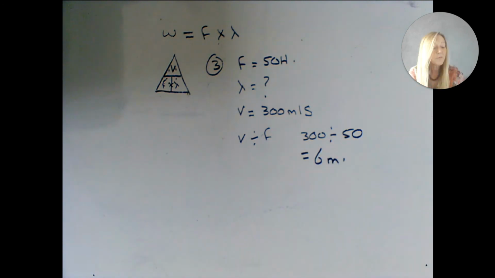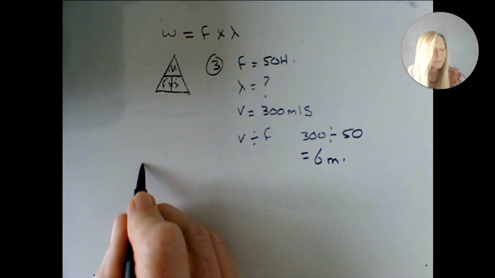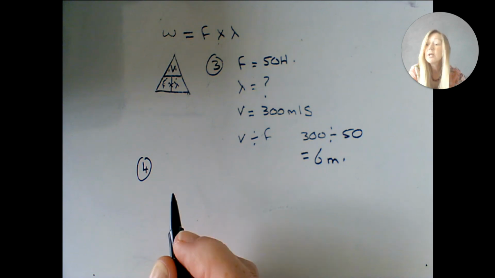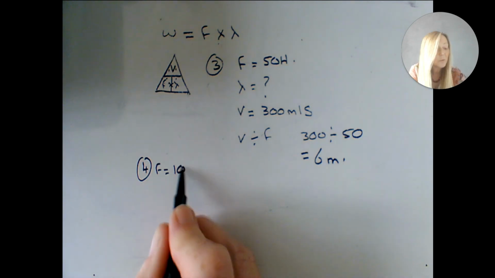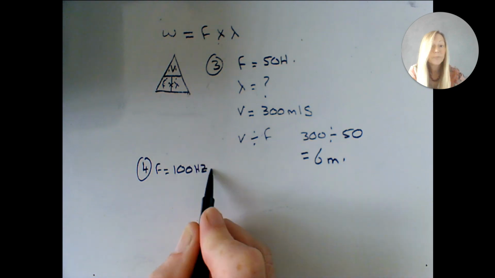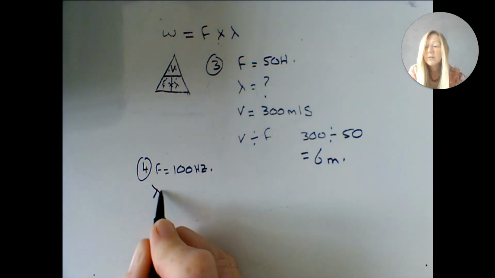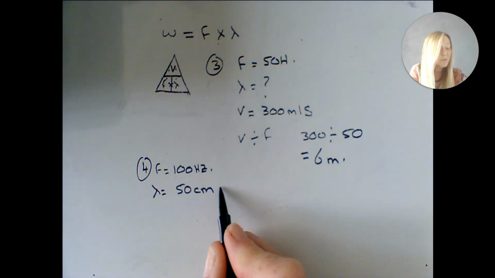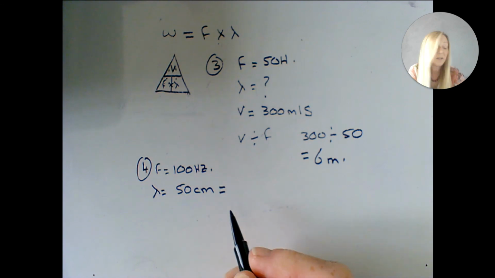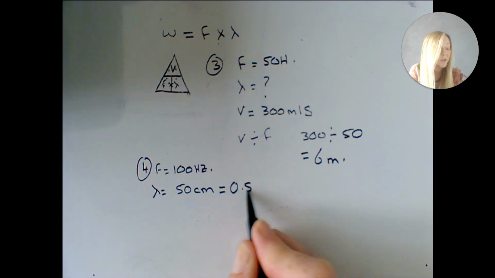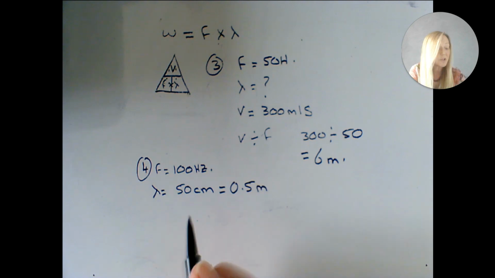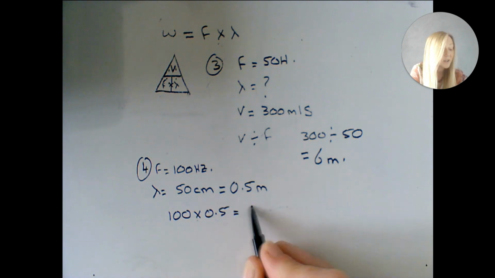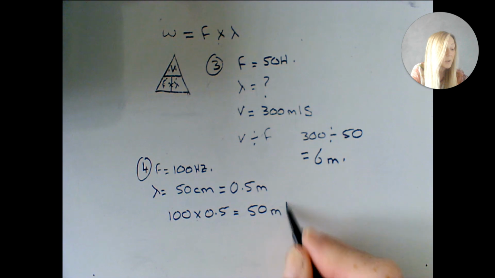Okay, so the fourth one. A fairly straightforward one, but the tricky thing here is to look for the units. They gave us a frequency of 100 Hertz and a wavelength of 50 centimeters. This is where we have to remember there's 100 centimeters in a meter, so this is 0.5 meters. We then just plug that in, 100 times 0.5 to give us 50 meters per second.